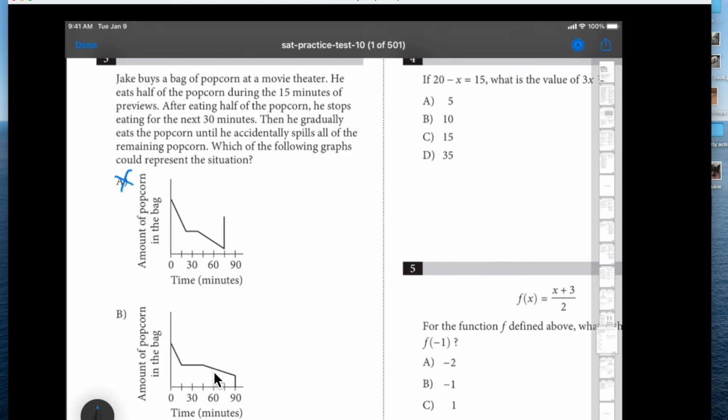Then he gradually eats the popcorn. Here's a slope, a gradual slope. And then he dumps all the popcorn out accidentally, and it drops to 0. So it is B.